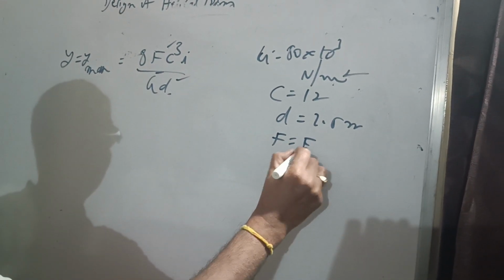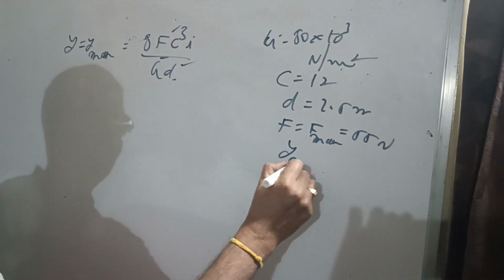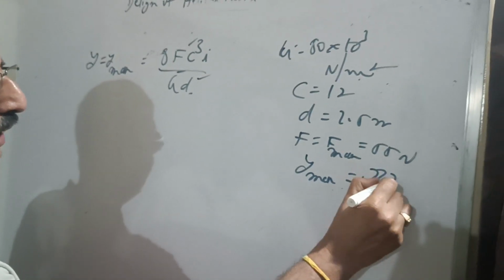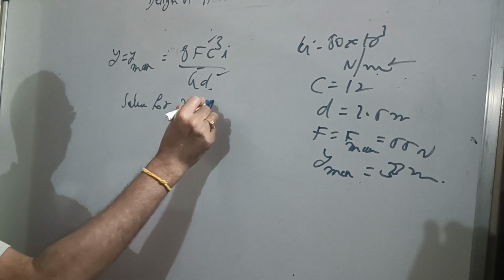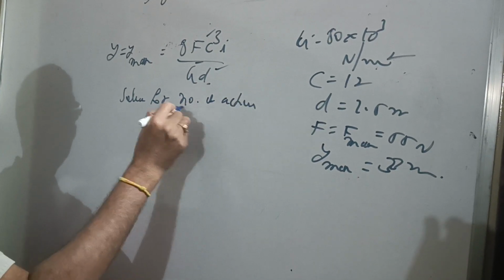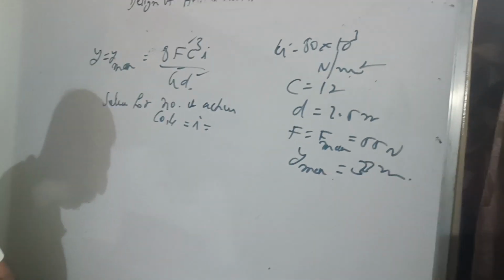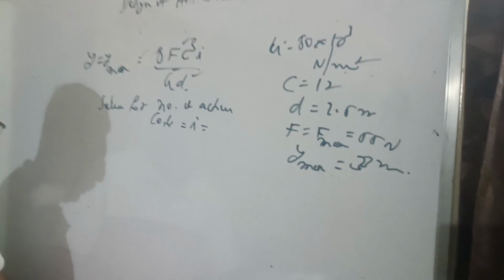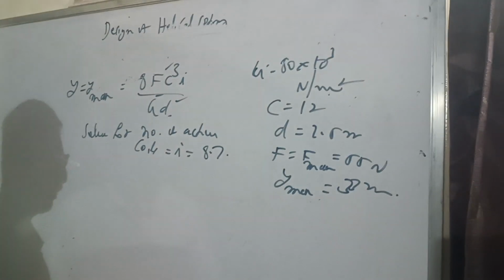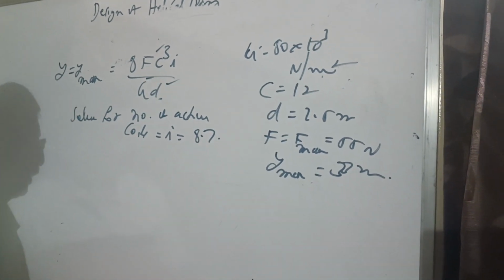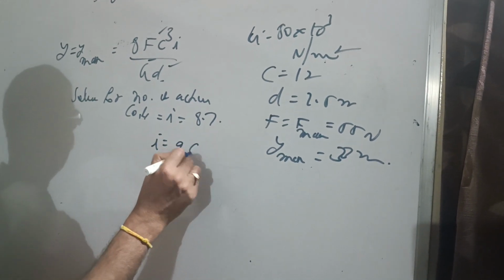All other things are known. F is equal to F max, that's also known, 55 Newton. Everything is known. Y max is known, 33 millimeter. Solve for i, the number of active coils. I think i is equal to, one minute, I will get 8 point something, 8.6, 8.7 I am getting. I can't adopt 8.7 coils. Either it should be 8 coils or 9 coils. Preferably on the higher side, let us take it as 9 coils.